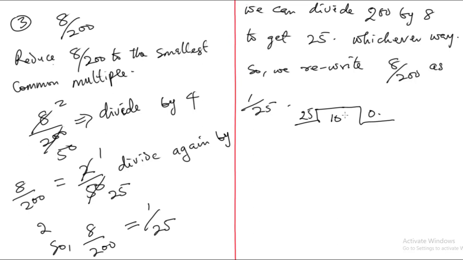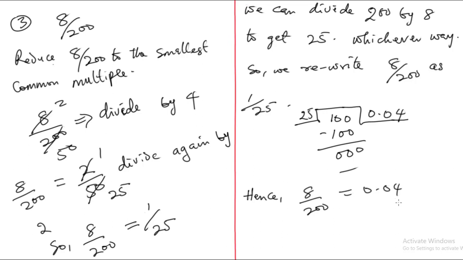So 25 into 10 cannot go, so we write another 0 after the decimal point and add 0 to 10 and make it 100. So 25 into 100 will give us 4. 25 times 4 will give us 100. So we subtract and we have 0. So there's no need to go on dividing because we've already obtained zero as the difference.